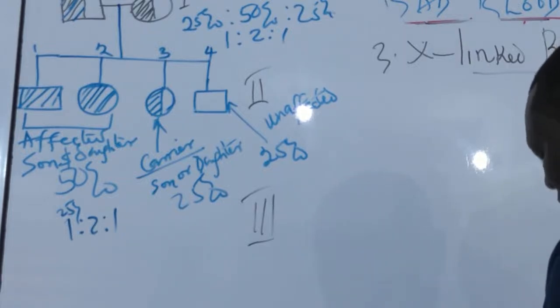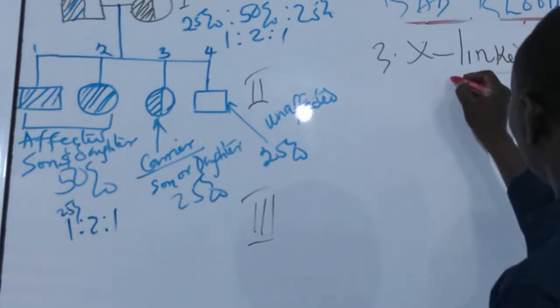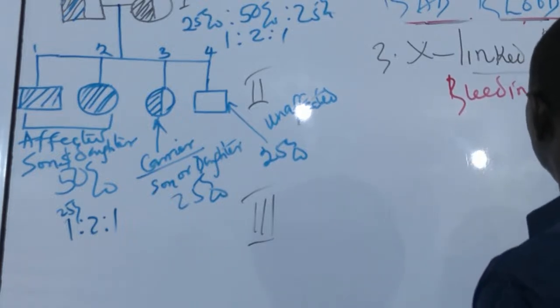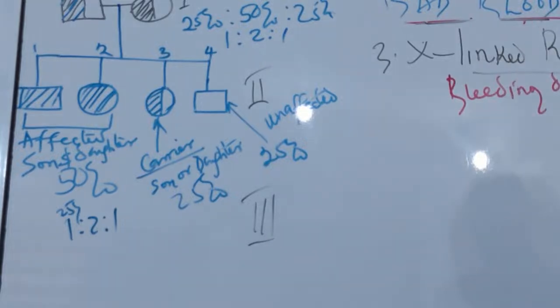X-linked, so this is a condition of hemophilia. The first thing is that it is also called a bleeding disorder. So the clotting factor 7 of that person will be affected.